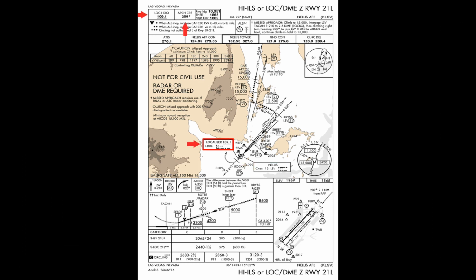Next, we have the localizer. This will be required for your final approach, and it is listed in multiple places. The two most prominent places are at the top, where it shows you LOC, IDIQ, which is the identifier, and LOC is indicating localizer. That frequency is 109.10, which you will enter into your ILS system.